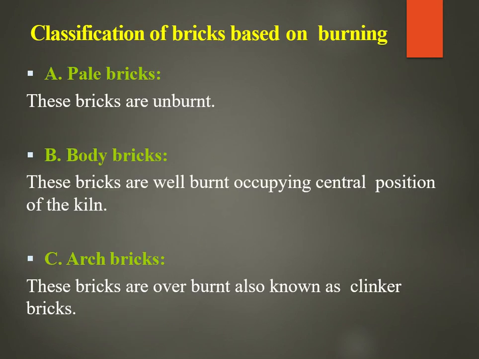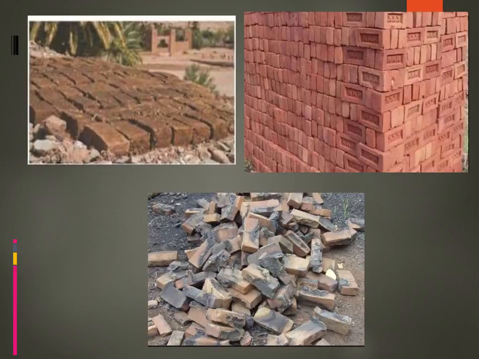Last is classification based on burning. Based on burning we have three: pale bricks, body bricks, and arch bricks. Pale bricks are those which are unburnt, not burnt properly, and have a very pale color. Body bricks are well burnt, and especially we get body bricks from the center of the kiln. Next, we have arch bricks. Those bricks which are overburnt are called arch bricks, also known as clinker bricks. So you can see underburnt, well burnt, and overburnt bricks.